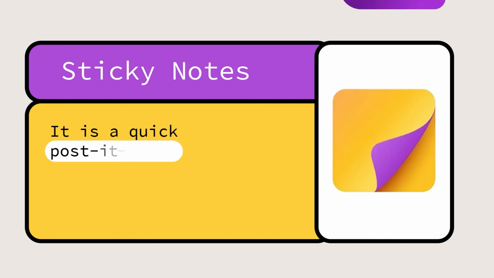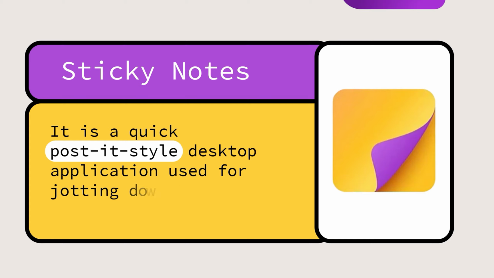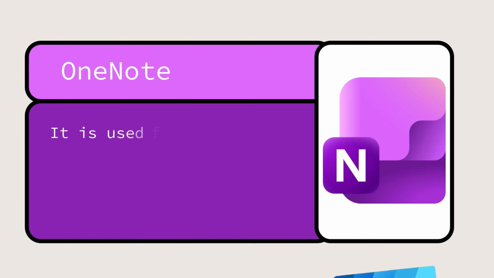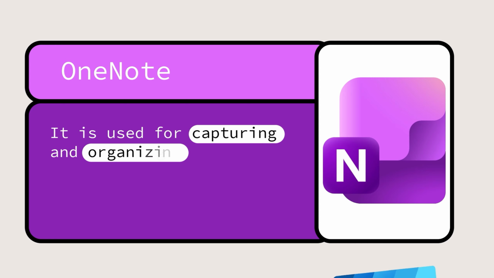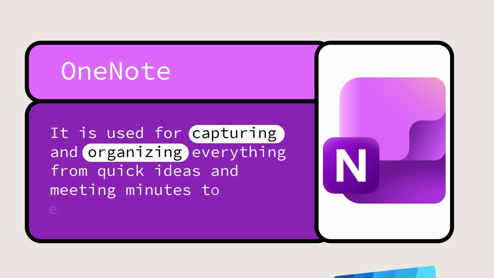Sticky Notes. It is a quick post-it style desktop application used for jotting down temporary information. OneNote. It is used for capturing and organizing everything from quick ideas and meeting minutes to extensive research.